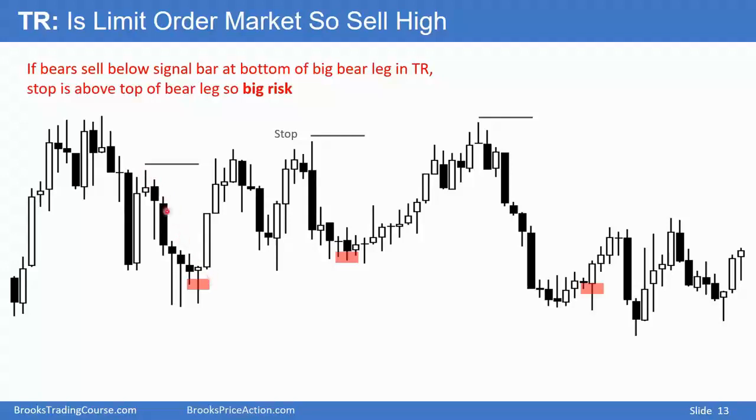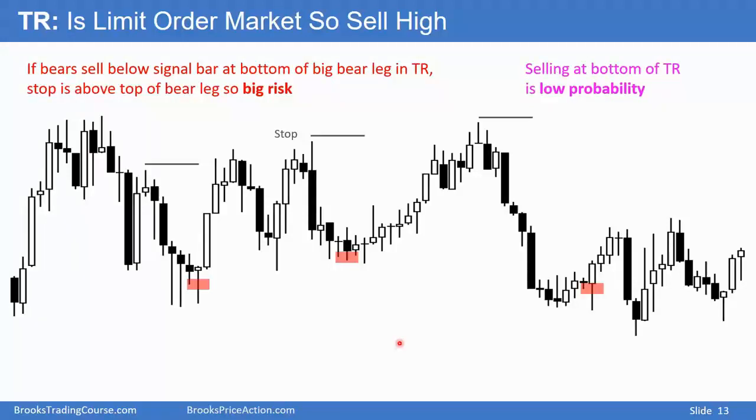The stop for a bear selling here might be at the top of this final leg down. It might be at the top of the trading range. In any case, selling here, the stop is wide. The risk is big. Selling below this small bear flag, stop up here, big risk. Strong sell-off, we have a small bear flag. Selling at the low of that sell signal bar, the risk is very big.